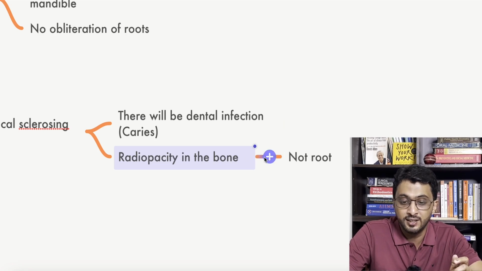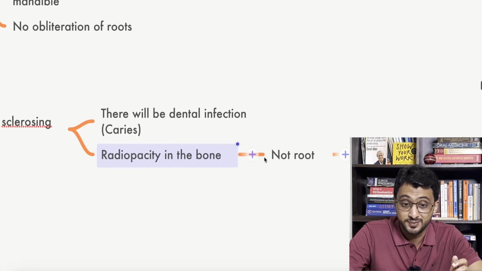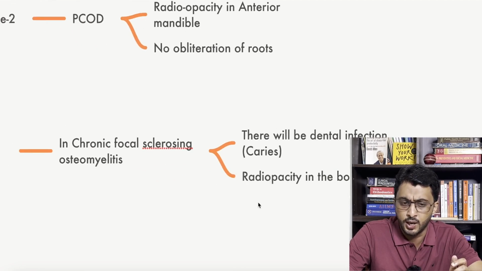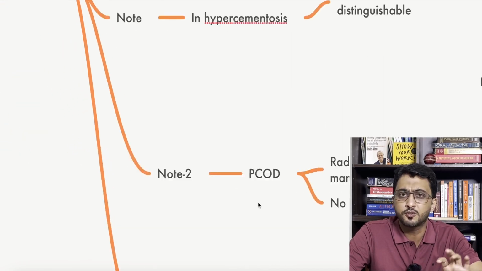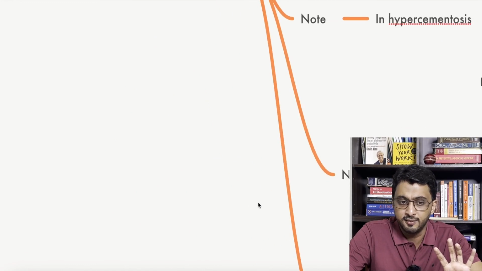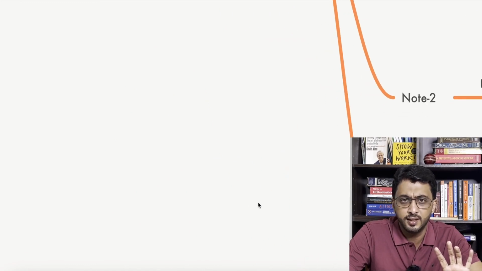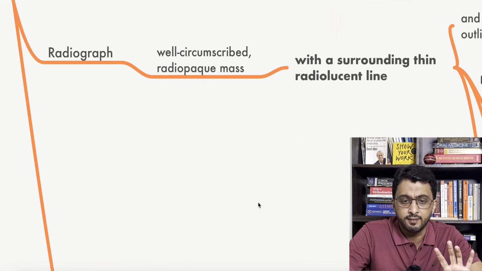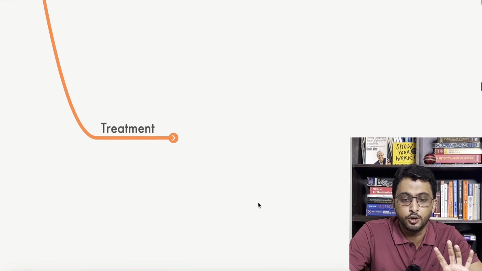So the radiolucent lesion is in the bone and not the root. Okay, radiopacity is there in the bone. We'll come to more details of this, but just to give you an identifying feature, very clear. This has to be very, very clear, guys. Otherwise, it will never get into your brain.